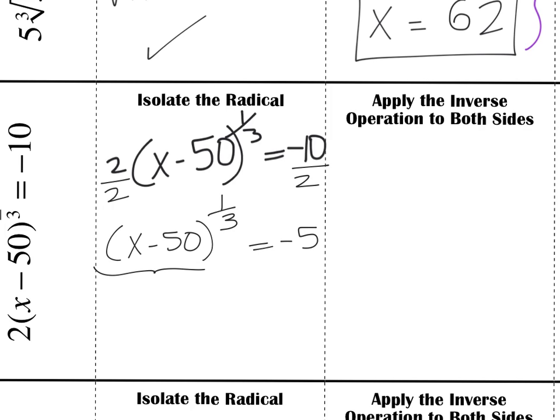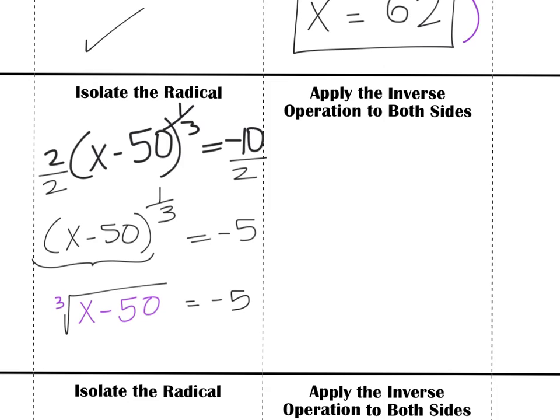Now let's change this rational exponent to a radical. So let's put a radical. On the bottom of this fraction I have a 3, so the index of this radical is a 3. I put x minus 50 inside the radical, and it's to the power 1 since the top of the fraction is a 1. And that's equal to negative 5. Now let's transfer this equation to our next column.